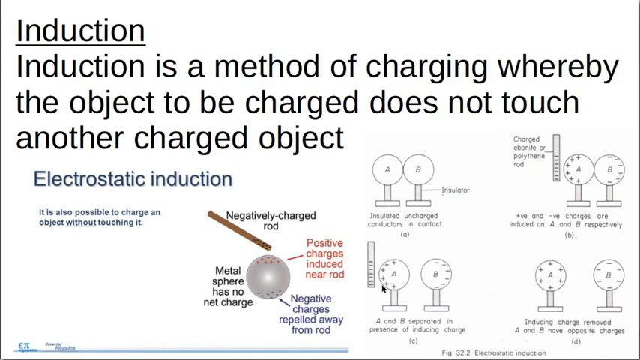And poor little A over here, he's lost all of his electrons. Well, not all of his electrons, but he's lost a bunch of electrons. And he's left positive, and B is now left negative. But you never touched these two with a rod. You just use the property of induction to cause this charge.